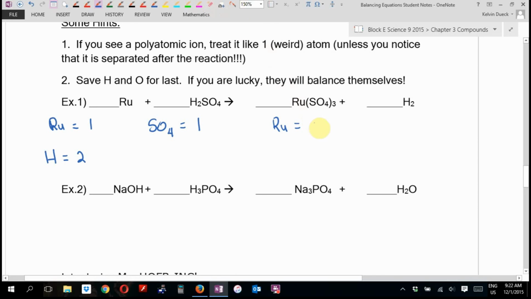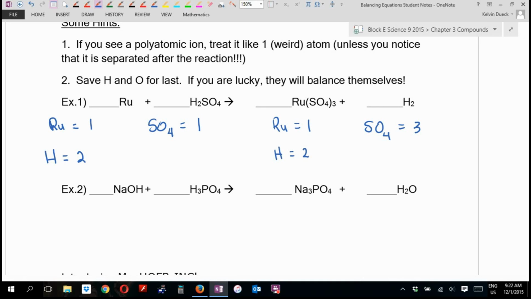Loud and proud. 1. How many H's on the right-hand side right now? 2. How many SO4s on the right-hand side right now? 3. By making this list, it becomes pretty obvious to see what's not balanced.